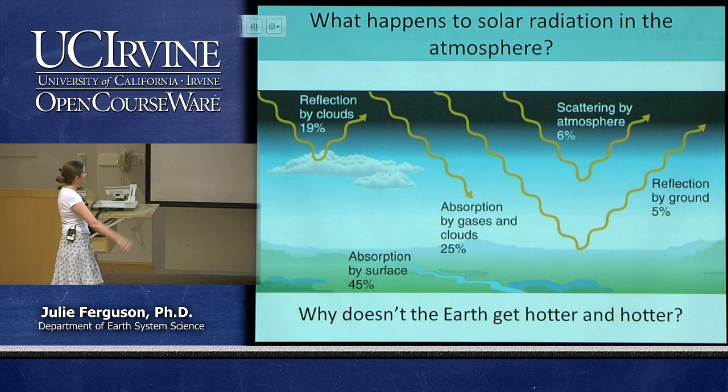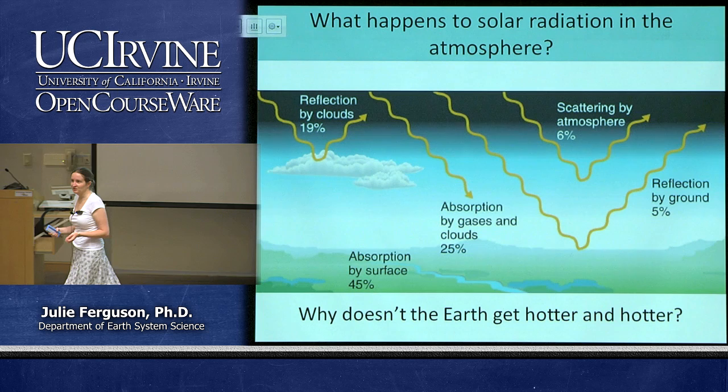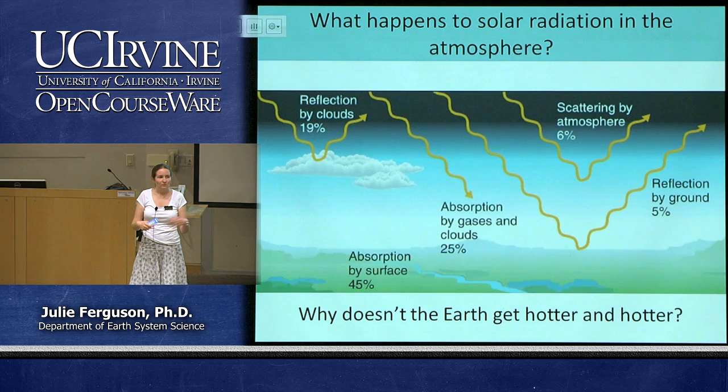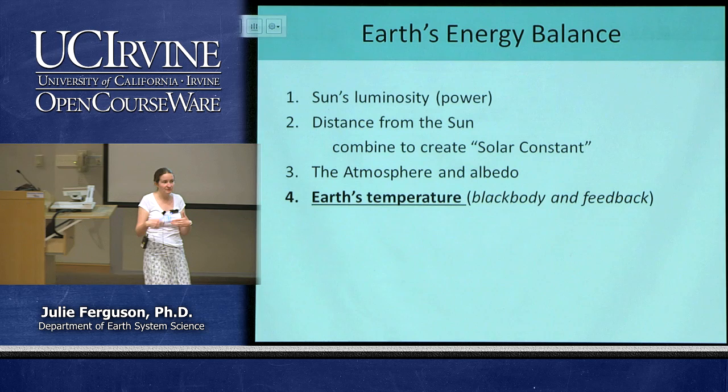Okay. So I said that the Earth is reflecting away that 30% and absorbing 70%. So why aren't we getting hotter and hotter and hotter if we're absorbing 70% of that incoming radiation every second? Why don't we boil off our oceans and melt away? Okay? It's because we have a temperature. And remember, anything with a temperature, anything above 0 degrees Kelvin, also emits radiation.